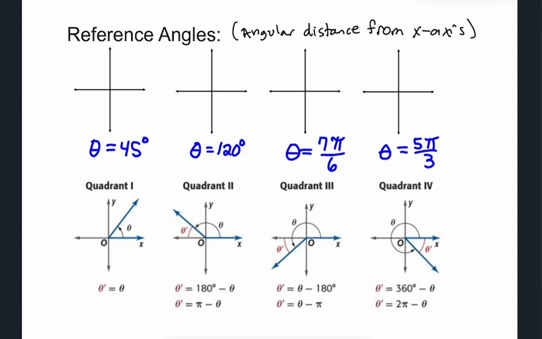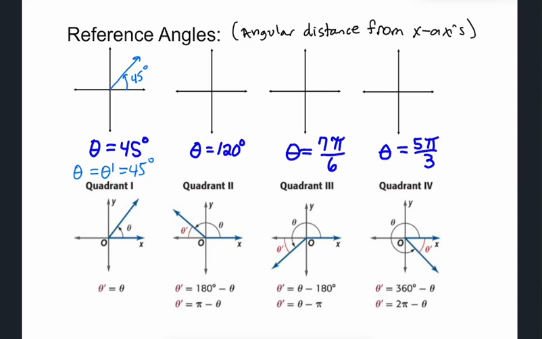So I want to talk about how we draw those. Let's talk about the first one here. Let's say we have a theta of 45. We would draw that like that. In this particular case, how far away we are from the x-axis happens to be theta. So theta and theta prime are the same. We are 45 degrees away from the x-axis.